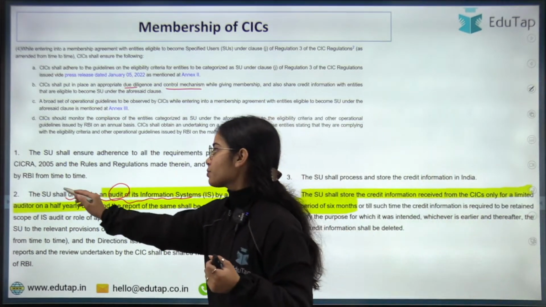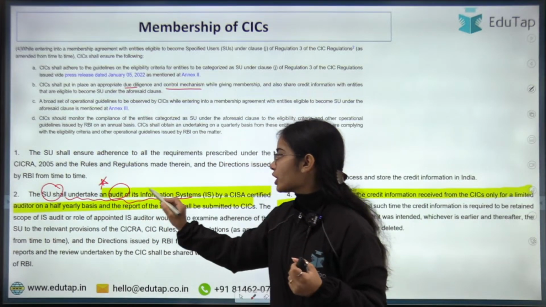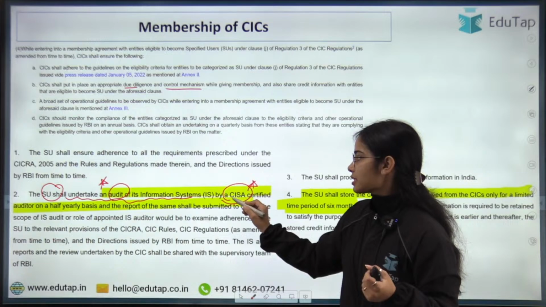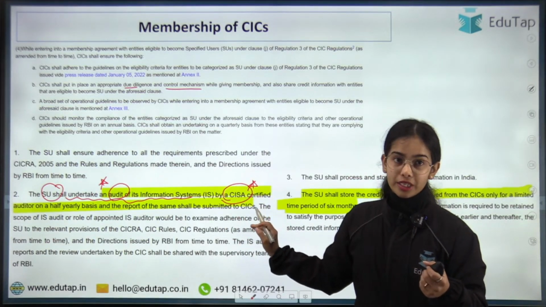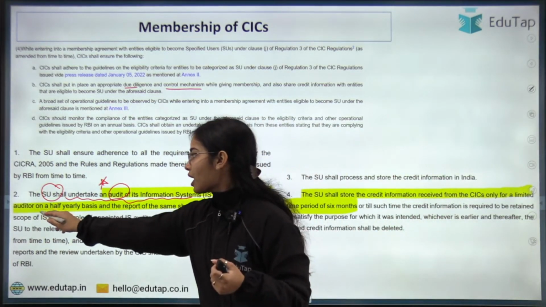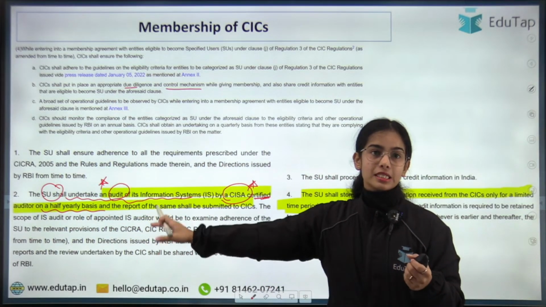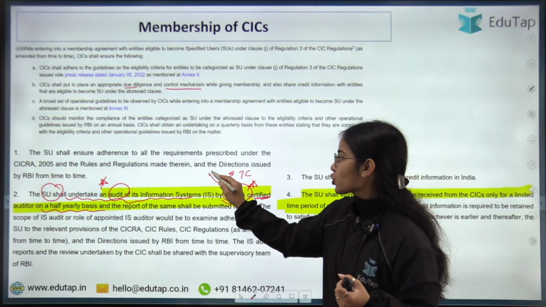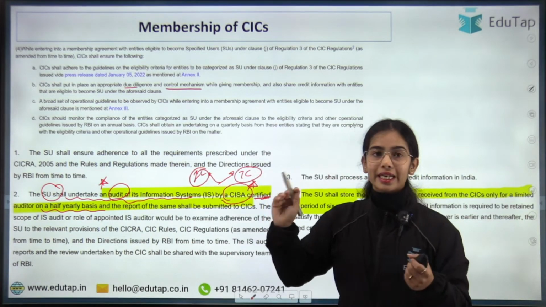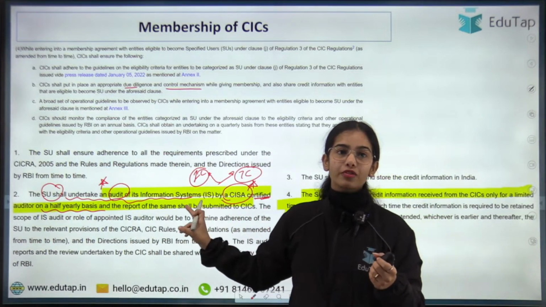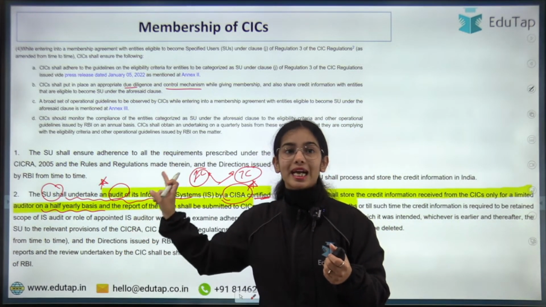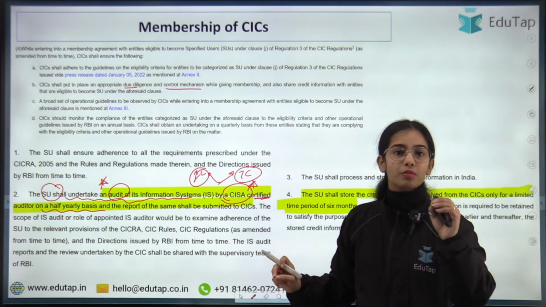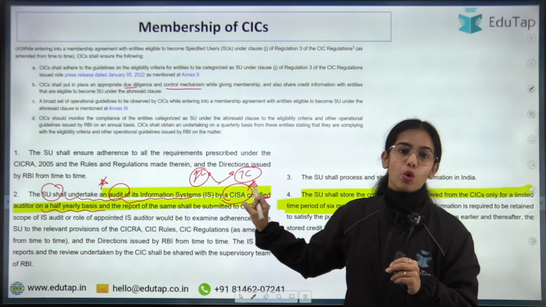So this is the idea, that the specialized user shall undertake an audit of its information system by a CISA, that is, a Certified Information System Auditor, on a half-yearly basis. So on a half-yearly basis, there is an audit of the information system. Let's say a telecom company or an insurance company wants to get the credit information, so they need to have their information system audited, to see whether you can protect the data. You are taking the data of individuals and of commercial entities, but can you protect it or not? Okay.